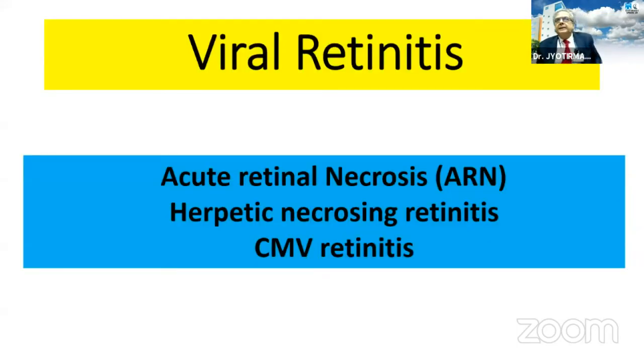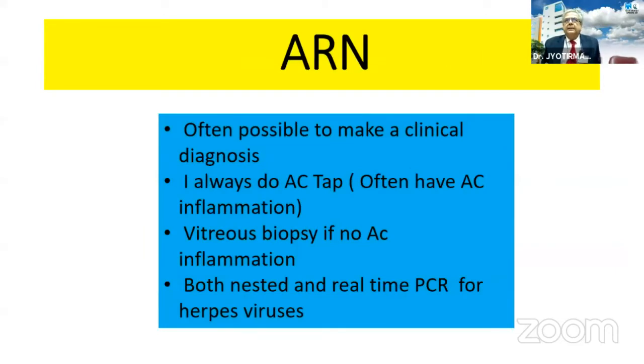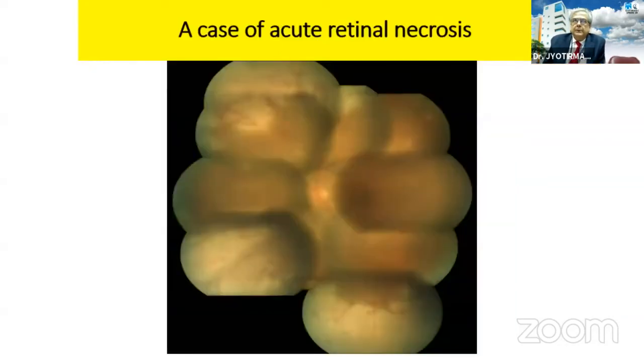In viral retinitis, which could be acute retinal necrosis, herpetic necrotizing retinitis, or CMV retinitis, ARN often has a classic appearance like peripheral necrotizing retinitis with wedge-shaped appearance. To find out what virus is there, I do the AC tap when there is AC inflammation, or vitreous biopsy if no AC inflammation. I do both nested and real-time PCR for herpes viruses, and sometimes, if there is a doubt in the diagnosis of necrotizing retinitis, I add toxoplasma also.